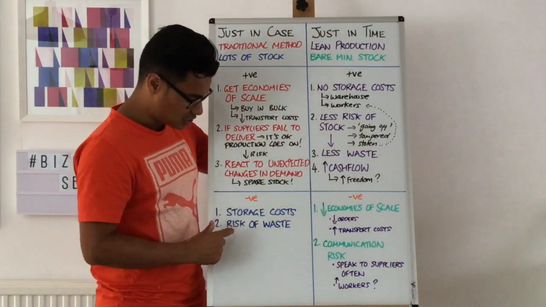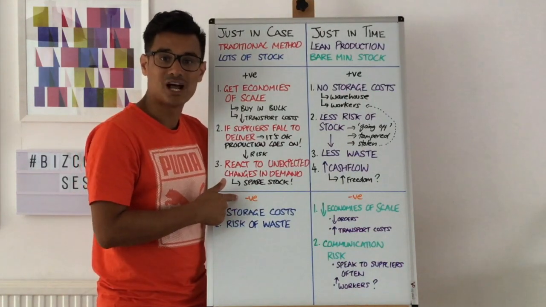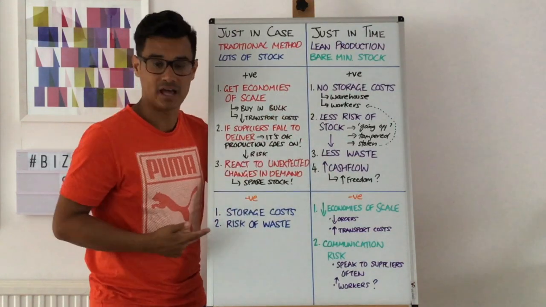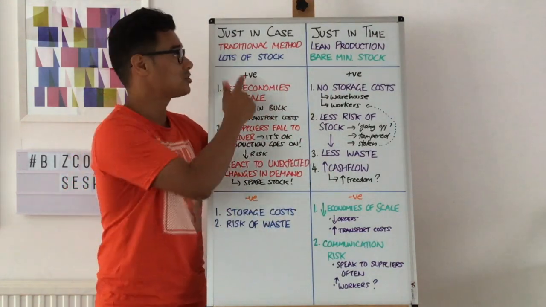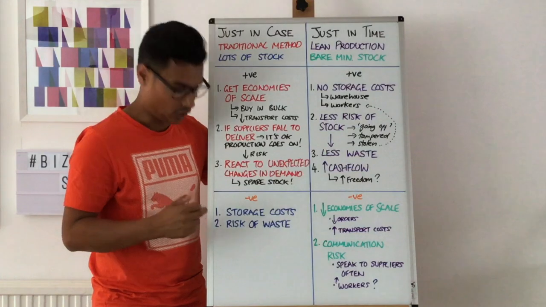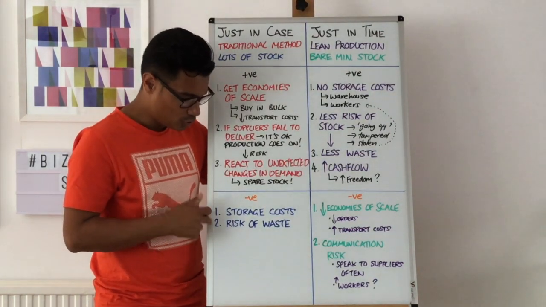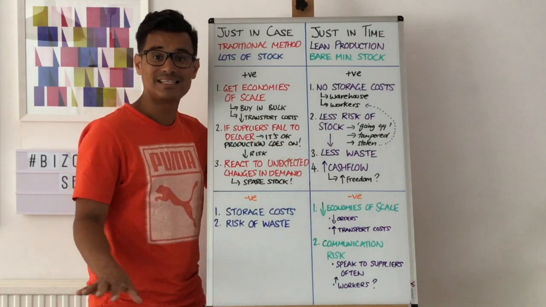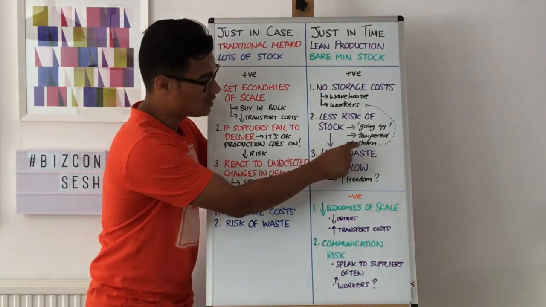Now let's look at the disadvantages of each. So disadvantages of just in case is one, storage costs. Straightforward, it's just the flip of that. So you're going to have loads of storage costs depending on how much stock you've got because you've got loads of it. And two, there's more risk of waste because you've got all your stock sitting in your warehouse and all these things could go wrong.